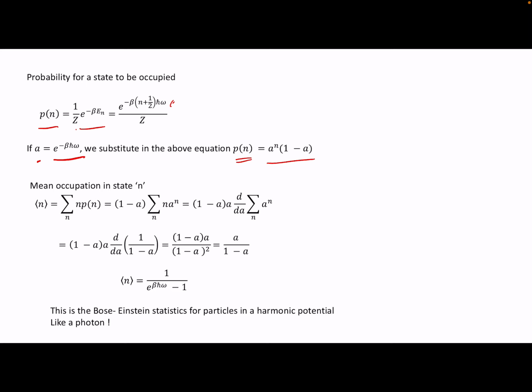Given the occupancy probability, what is the mean occupation of a state? That is the mean energy, as we did previously. We do the summation over n of n p of n, right? So this gives me the mean occupancy of any state. Once again, I substitute p of n in this equation, and I do a little bit of mathematical reduction, and finally get the mean occupancy to be of this form. This is the famous Bose-Einstein distribution.